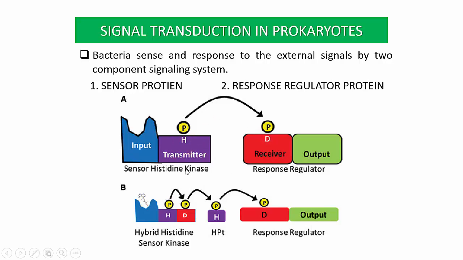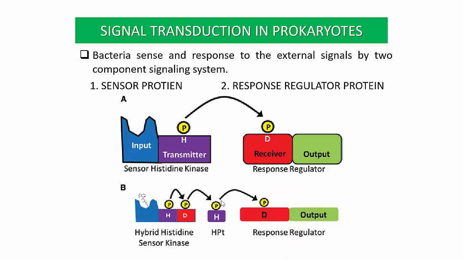And the response regulator also has two domains. One is called the receiver domain, which receives the signal from the transmitter domain and activates the output domain, which is the DNA binding domain, which brings about the response and gene expression. The signal is passed from the transmitter domain to the receiver domain by protein phosphorylation.